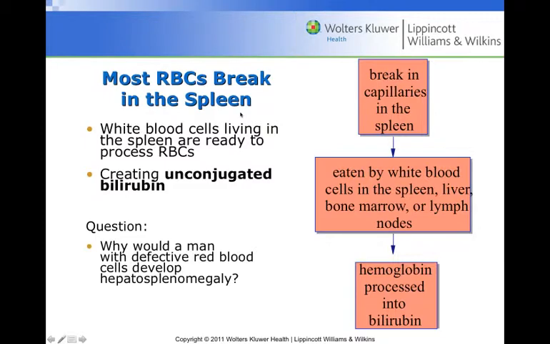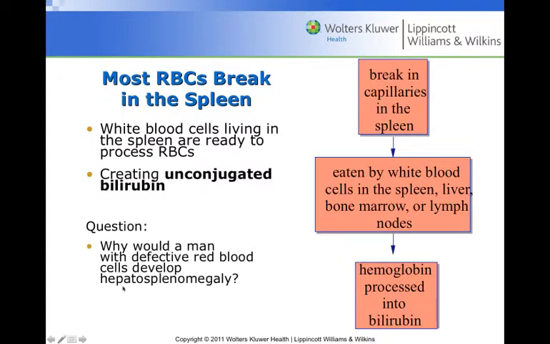Most red blood cells break in the spleen. So they break in capillaries in the spleen. They're eaten up by white blood cells in the spleen. And then we recycle all of their contents. So white blood cells living in the spleen are ready to process the red blood cells. We create unconjugated bilirubin. Unconjugated means it's not very water soluble. It needs to be conjugated in order to become water soluble so that the body can more readily get rid of it.